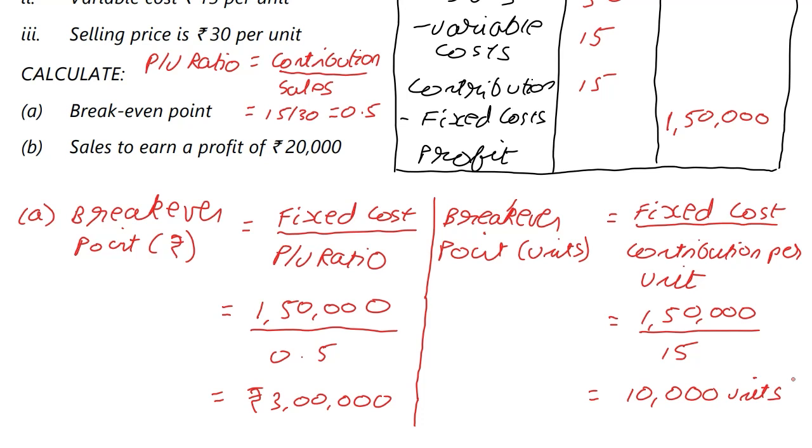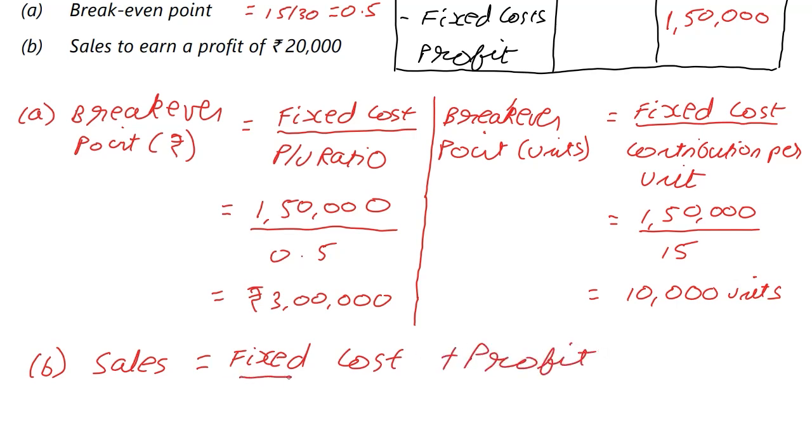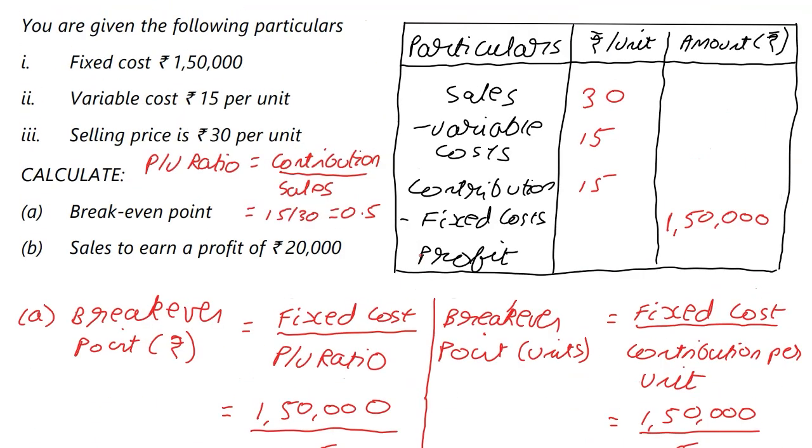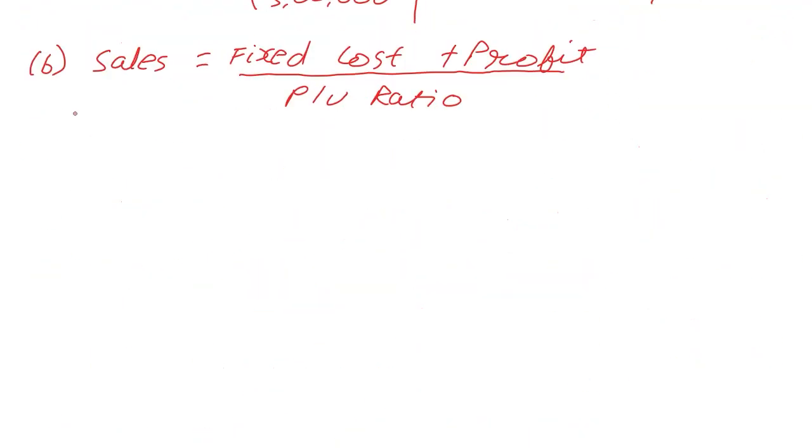Then next, we have sales to earn a profit of 20,000. For that, we'll use the universal formula: sales is equal to fixed cost plus profit upon PV ratio. Fixed cost we know is 1,50,000, and sales is what we need to find, so I'm going to write sales again.